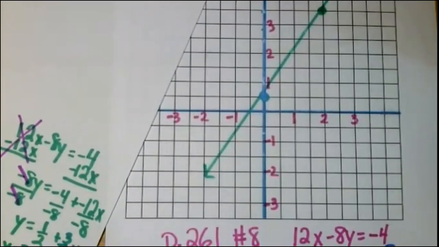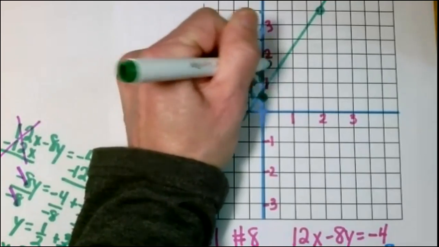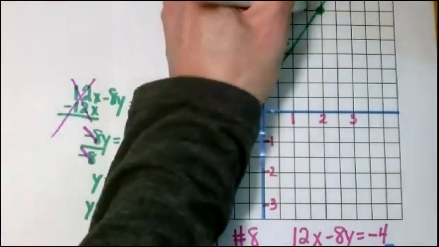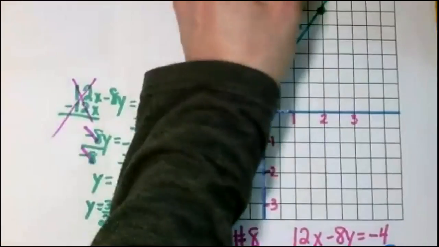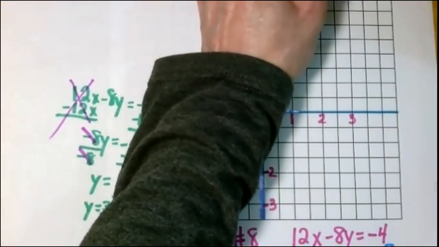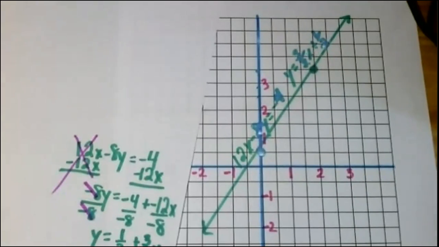Good idea to start labeling all this. This is really 12x minus 8y equals negative 4, or the way we rewrote it was y equals 3/2 x plus 1/2. Same thing, just rewritten in slope-intercept form. That's the first line. Now we're going to graph the second line.